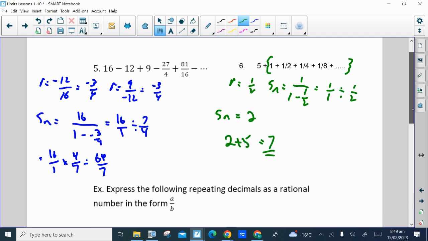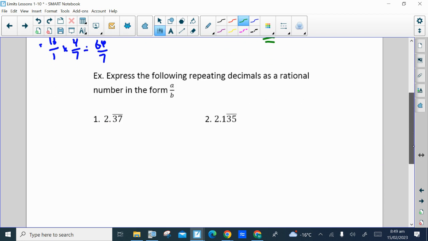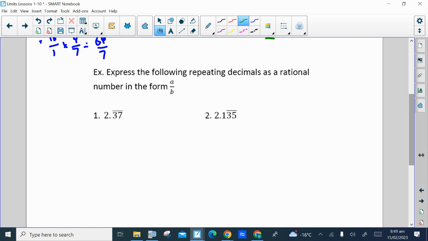So we started the lesson off talking about the fact that one application of an infinite geometric series is expressing a repeating decimal. Okay, and so we can use this to write a repeating decimal as a rational number in the form a over b. So in this case here, this number 2.37 could be written as 2 plus. The first 0.37 would be 37 over 100.